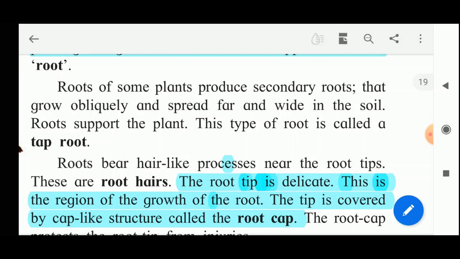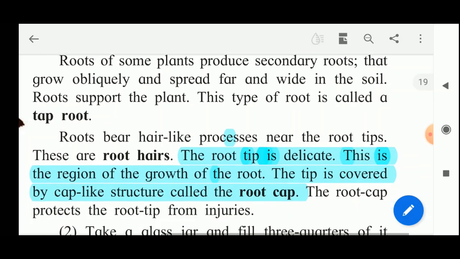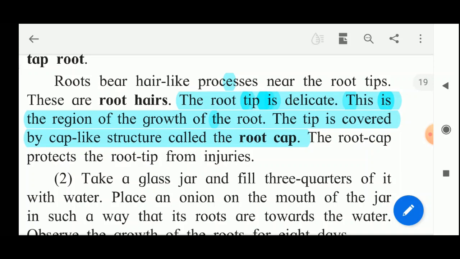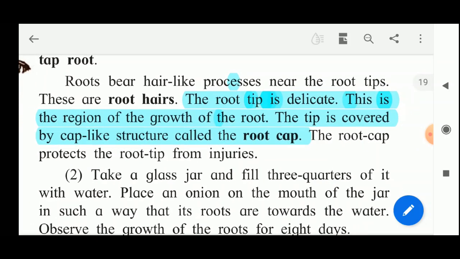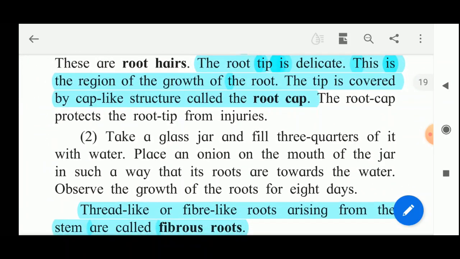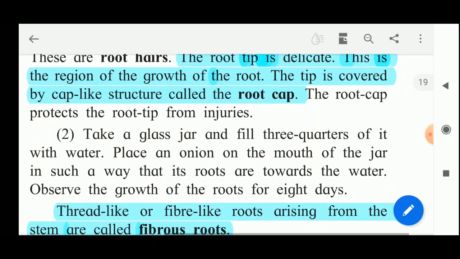Now the roots bear hair-like processes near the root tips. These are the root hairs. Now the root tip is delicate. This is the region of growth of the root. The tip is covered by a cap-like structure called the root cap. The function of the root cap is to protect the root tip from injuries, because if the root tip is injured, then the root will not grow further and the plant will also die or will not grow.